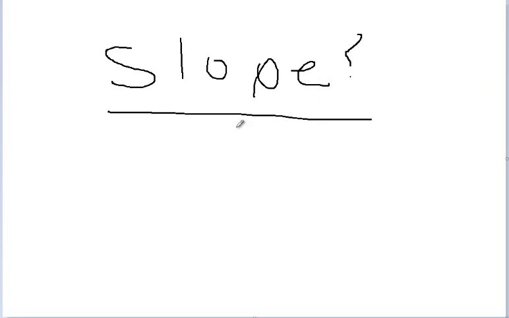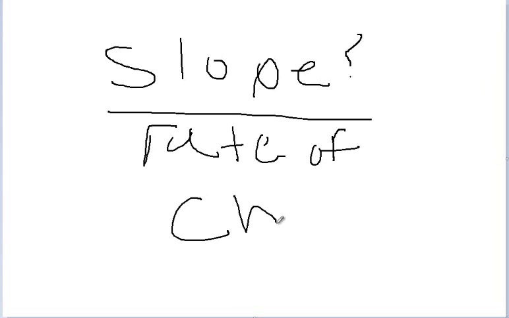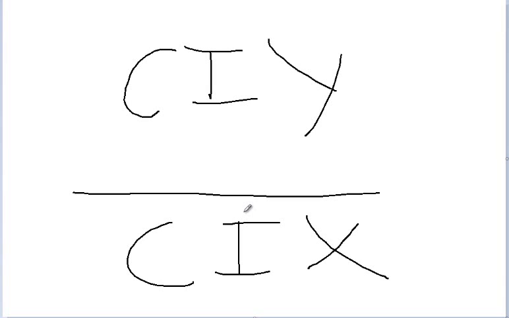Alright, so first thing that we want to do is we want to know what slope is. Now slope is the rate of change on a linear line. And the way you find slope is by dividing the change in your y, or your dependent variable, by your x, or the independent variable. To find slope, it is the change in y over the change in x.